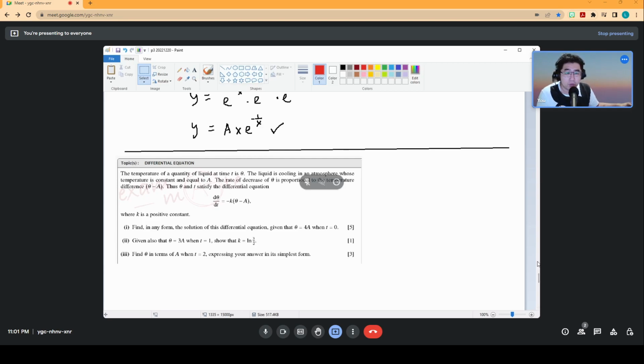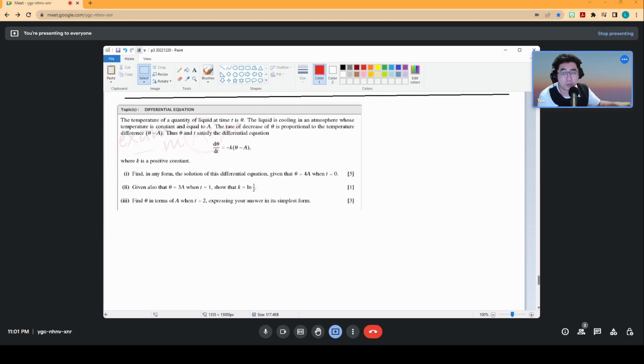A temperature of a quantity of liquid at time t is theta. The liquid is cooling in the atmosphere, whose temperature is constant and equal to A. The rate of decrease of theta is proportional to the temperature difference, theta minus A. Thus theta and t satisfy this differential equation. Here it is already given to you. If the question is nice, they give this to you. If not, they ask you to form the differential equation. Then find the solution of this differential equation, given theta equals 4a when t equals 0.